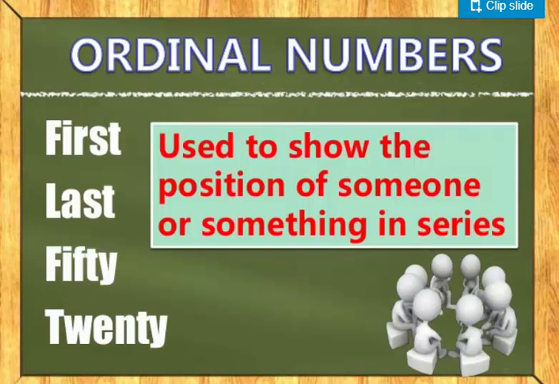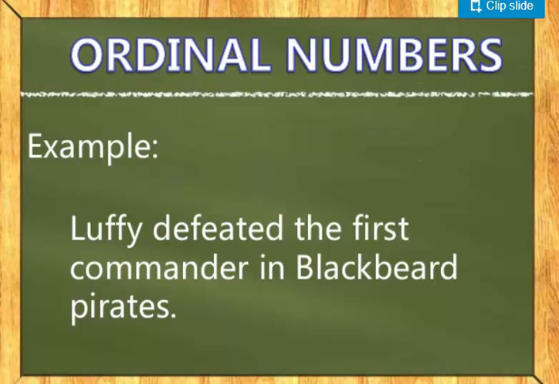And what are the ordinal numbers? They are used to show the position of someone or something in a series. जब हम सिंपल नंबर चूज करते हैं तब हम कार्डिनल नंबर चूज करते हैं, बट सब पोजीशन शो करते हैं, जैसे कहते हैं फर्स्ट पोजीशन, सेकंड, लास्ट, 50th पोजीशन और द 20th पोजीशन. So when we show some position, we use the ordinal number. For example, Luffy defeated the first commander in the Blackbeard pirates. So the first commander is an ordinal number determiner, right?